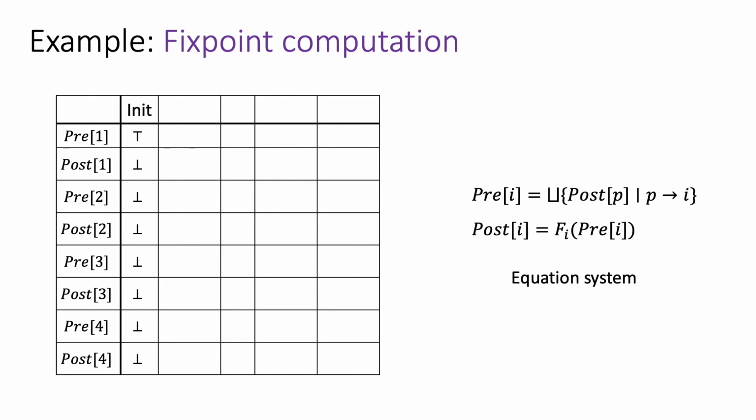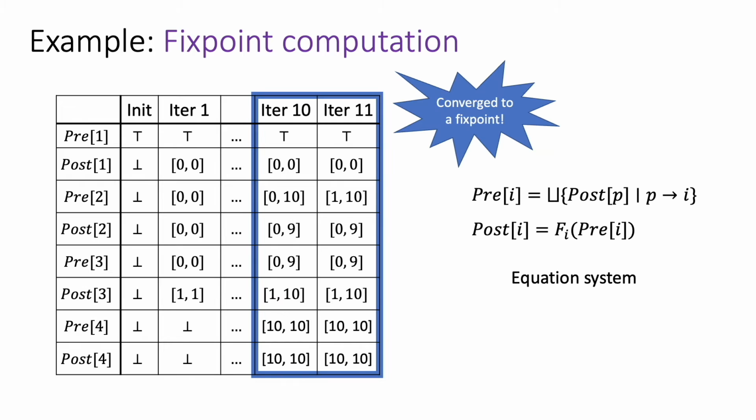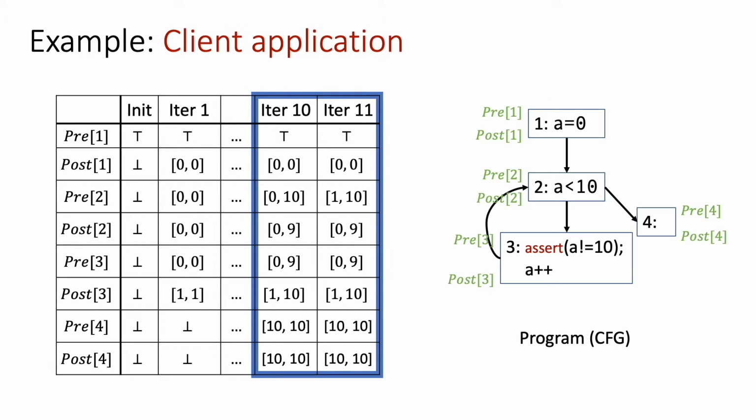Fixed-point computation solves the equation system by first initializing the abstract values and updating them until there is no change. The final fixed point is the program invariance. Here, note that the abstract values are kept for all program points during the fixed-point computation. Finally, the computed fixed point, or the invariance, can be used for client applications. For example, invariance at pre3 can be used to verify the user-provided assertion in the input program.